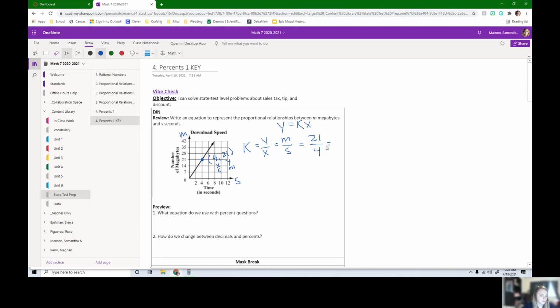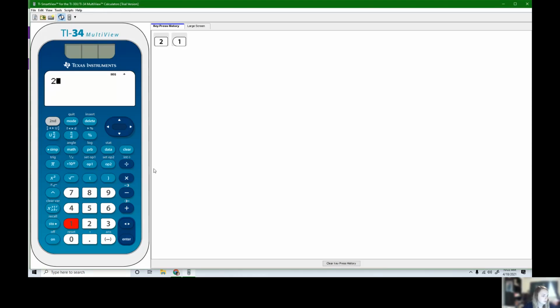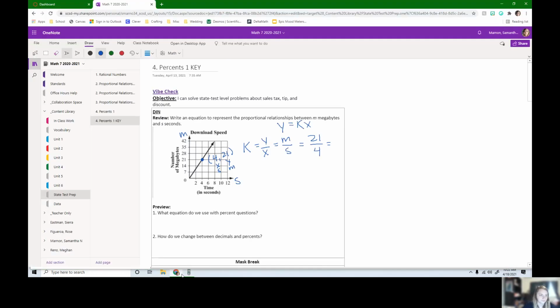So we type that on our calculator. We're going to do 21 divided by 4. We get 5.25. So now that I know what the k is, and I know that instead of y, I'm going to write m, equals, k is 5.25. And instead of x, we're using s. So m equals 5.25 s.